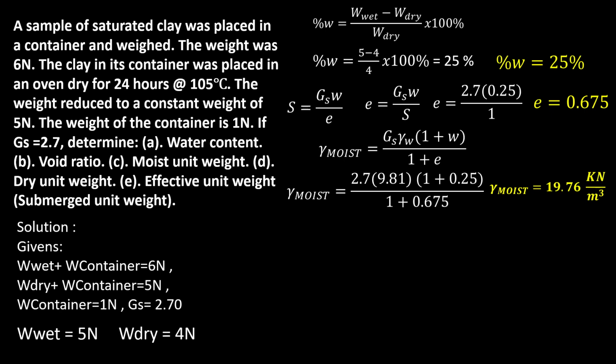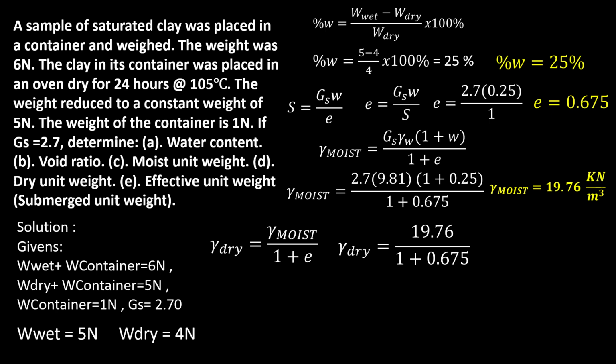Let us now proceed to the dry unit weight. Solving for the dry unit weight, our formula is dry unit weight equals moist unit weight over 1 plus the void ratio. After the substitution process, we have dry unit weight equals 19.76 over 1 plus 0.675. Finally, our answer for the dry unit weight is 15.8 kilonewton per cubic meter.